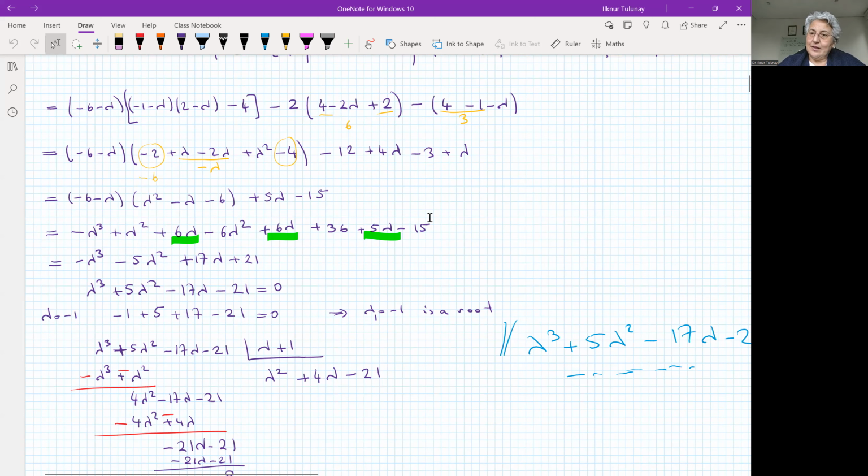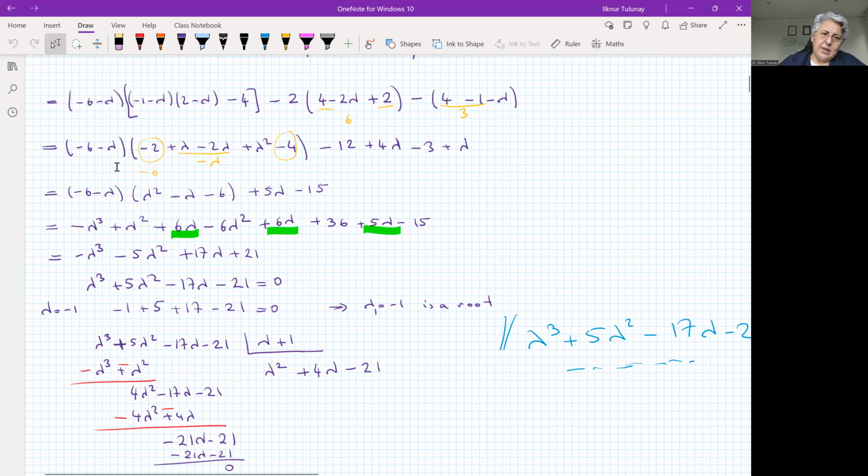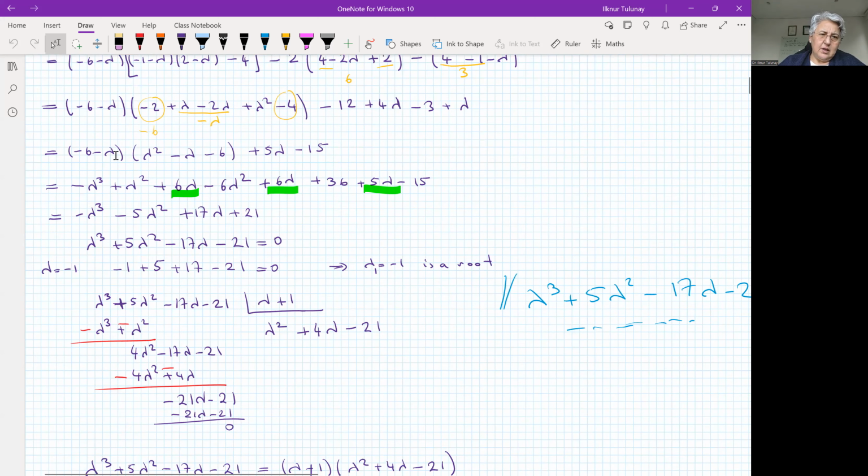Still, we need to sum it up and tidy up. So we need to multiply this times this. So we will have minus lambda cubed, that's that one. With the lambda squared, we have -6 lambda squared.